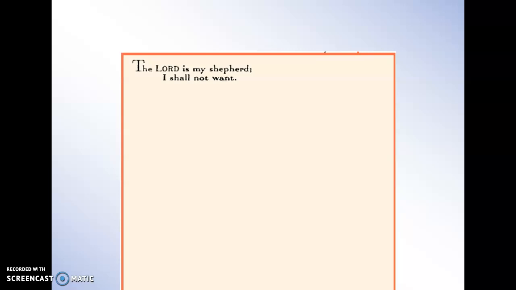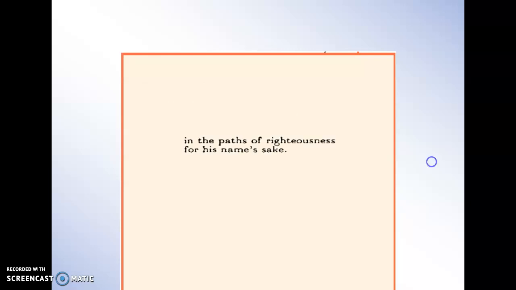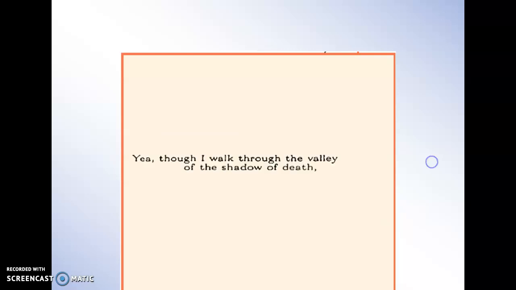I'll read this aloud. I'm not trying to indoctrinate you. It's just something that some people know. The Lord is my shepherd, I shall not want. He maketh me to lie down in green pastures. He leadeth me beside the still waters. He restoreth my soul. He leadeth me in the paths of righteousness for his name's sake.